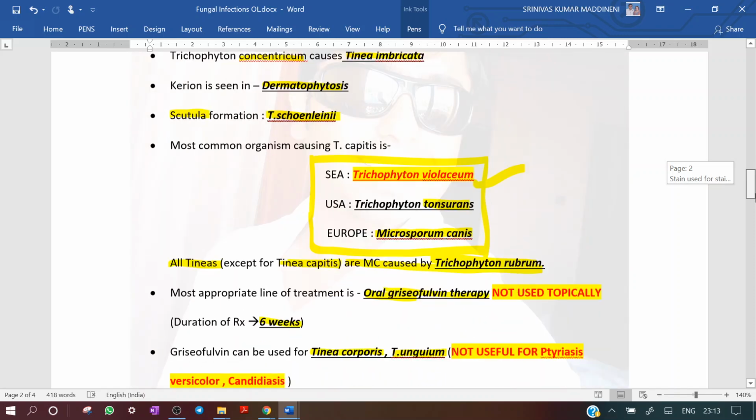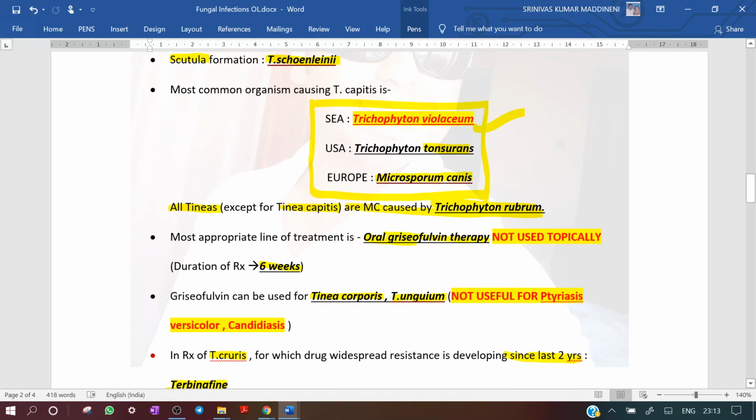And coming to the most common organism causing tinea capitis, I have seen that a few books have given wrong information regarding this. I can't name the books, but make it a point that in Southeast Asian countries along with India, the most common cause is Trichophyton violaceum, whereas in America it is Trichophyton tonsurans, whereas in European countries the most common cause is Microsporum canis. And this is another rule, all tineas are most commonly caused by Trichophyton rubrum except for tinea capitis. I have already told what are the most common causes for tinea capitis.